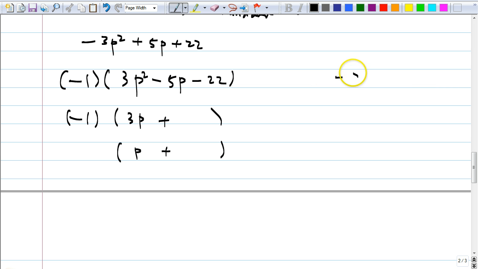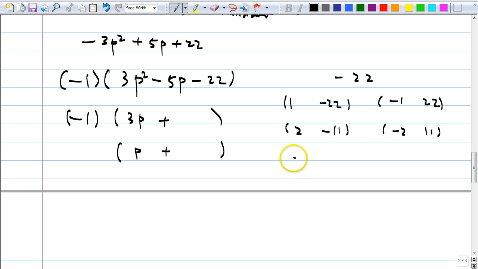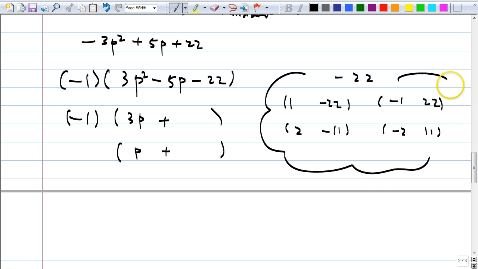Now we have to look at the factors of negative 22. We could have 1 and negative 22. What else could we have? A negative 1 and positive 22. What else? 2 and negative 11, and what else? Negative 2 and 11. That's kind of a freebie, right? Are there any more? No, that's it. Okay, good. That's not that many. There are only 4 possible ways, right? Actually, how many ways are there for negative 22? 8, because the order matters.